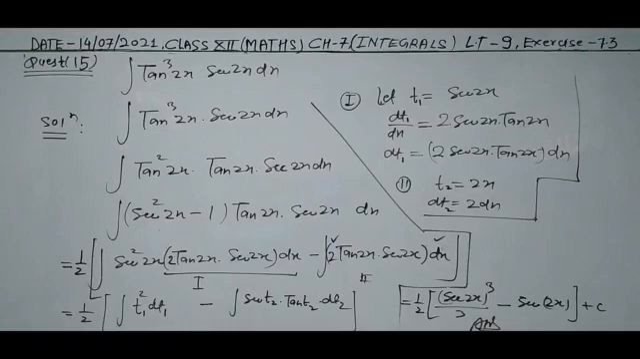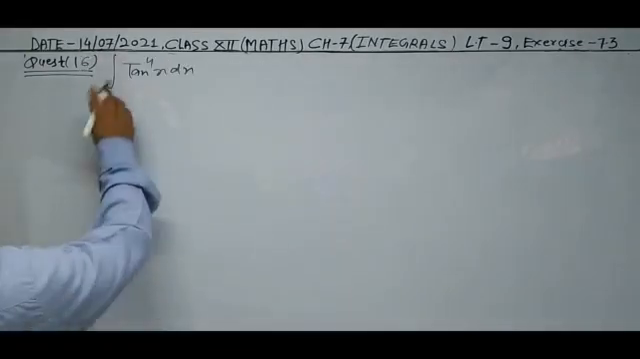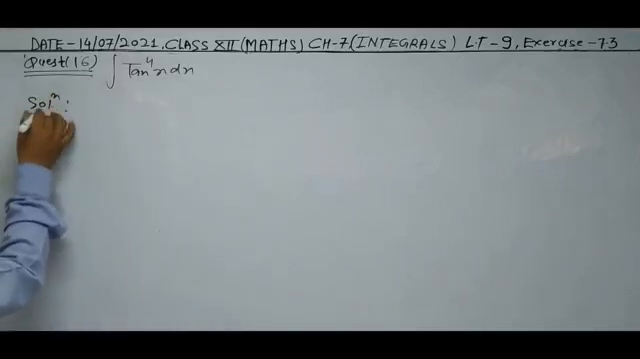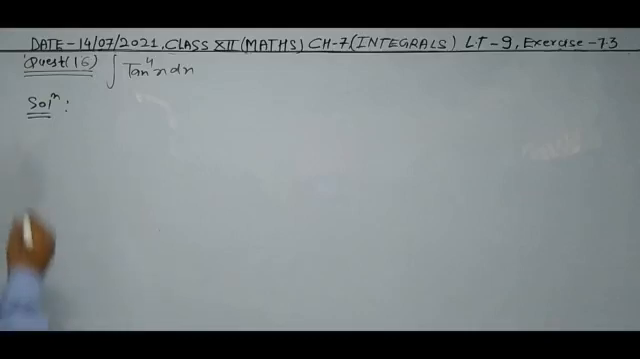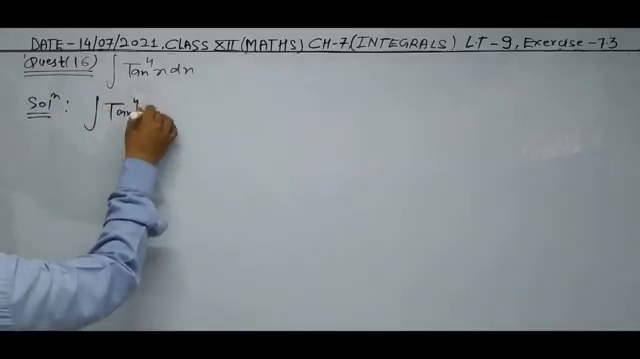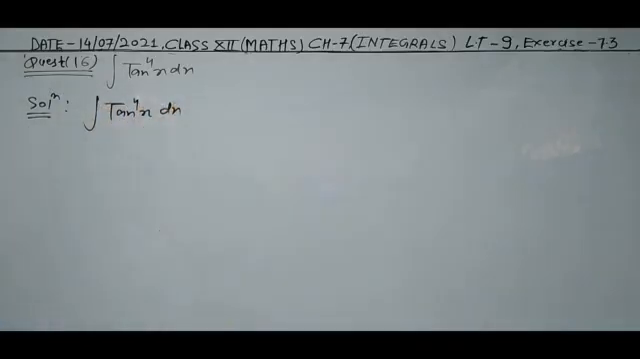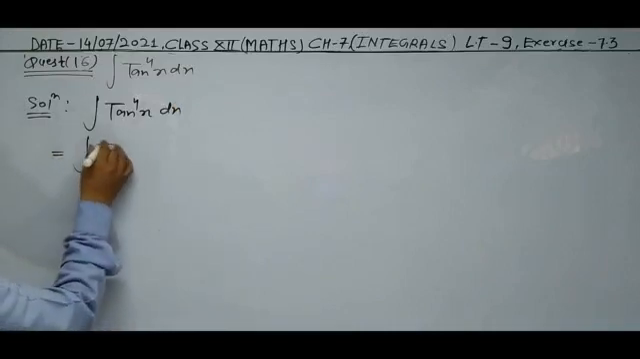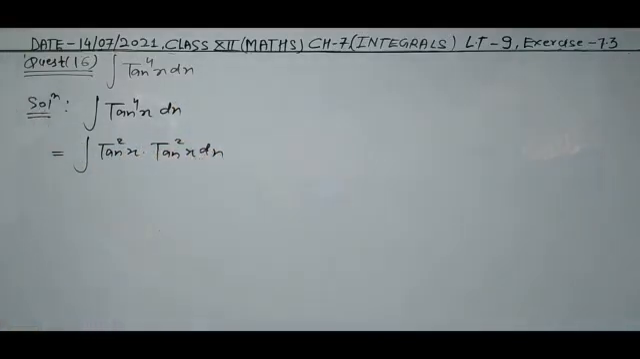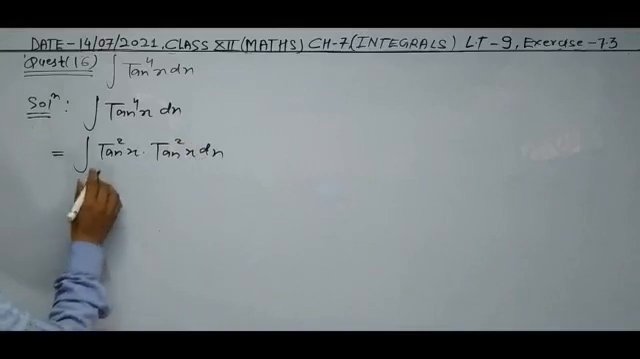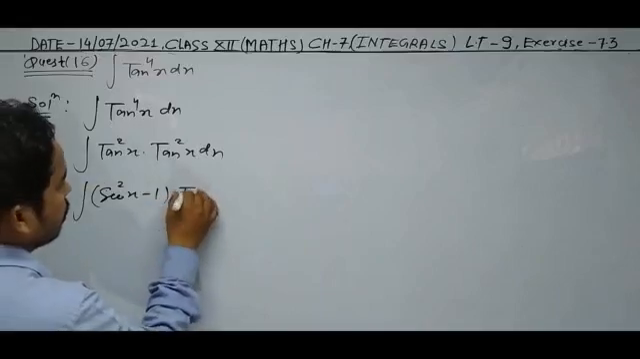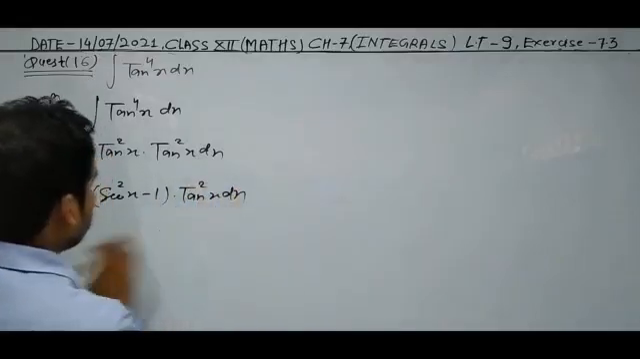Question number 16 is integrate the function 10 to the power 4x. So now solution is here. First of all, write the integral part 10 to the power 4x dx. Now you can write integration over tan square x into tan square x dx, and again tan square x formula you know, sec square x minus 1 into tan square x dx.